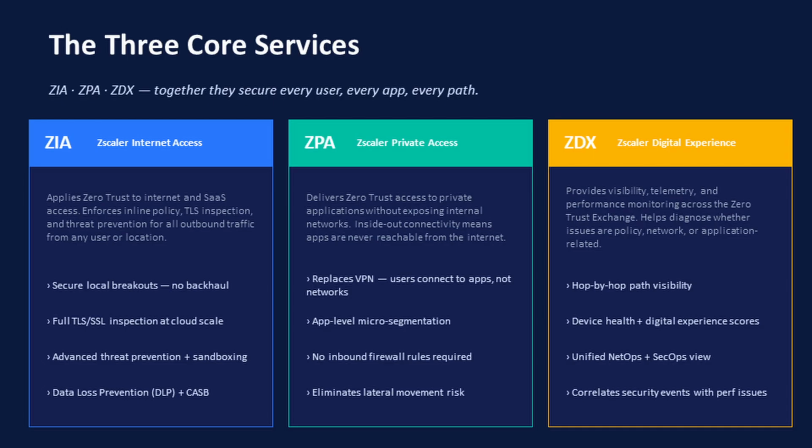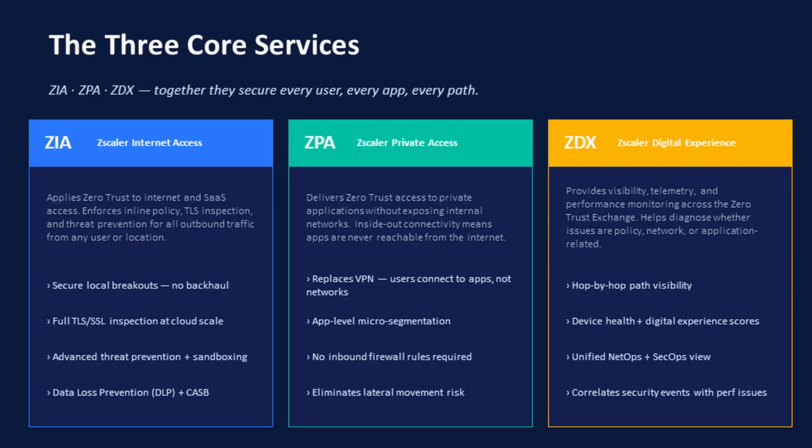The three core services. The Zero Trust Exchange is delivered through three services that work together. ZIA, Zscaler Internet Access, secures anything going to the internet or SaaS. It's your cloud-native secure web gateway with full TLS inspection, sandboxing, and DLP. ZPA, Zscaler Private Access, replaces your VPN. Instead of placing users on the corporate network, users connect to specific apps and nothing else. That kills lateral movement risk entirely.